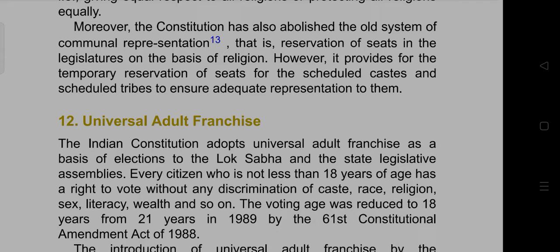However, it provides for the temporary reservation of seats for the Scheduled Castes and the Scheduled Tribes to ensure adequate representation to them.